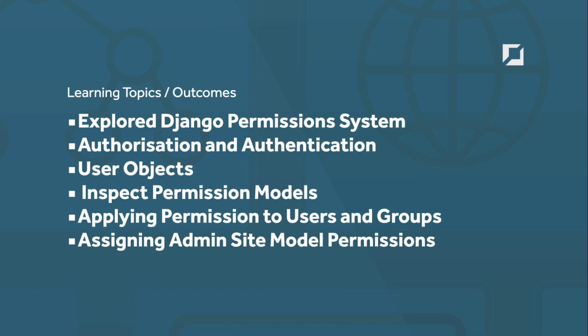Now, that's essentially what we're going to be exploring in this tutorial. We're going to explore the Django permission system at a high level, have a look at some of the models that Django provides us by default, and provide some clarity between authorization and authentication. And then on a practical aspect, we'll apply permissions to users and groups. And then we'll assign admin site model permissions and explore some of those basic concepts so that we can start to manage access to our data in the Django admin site.